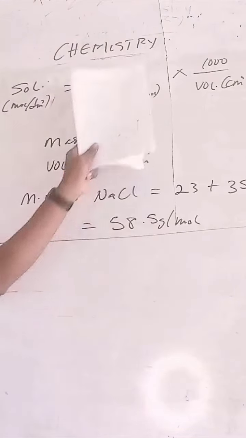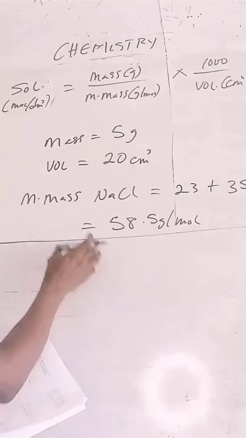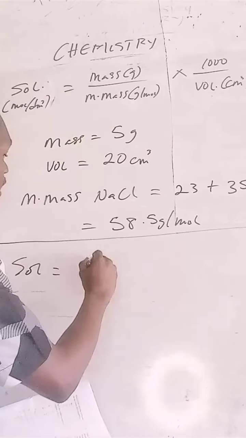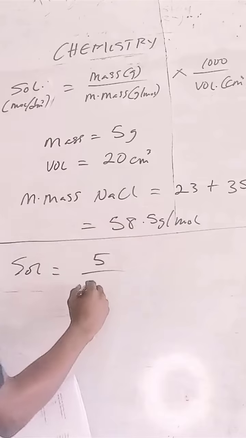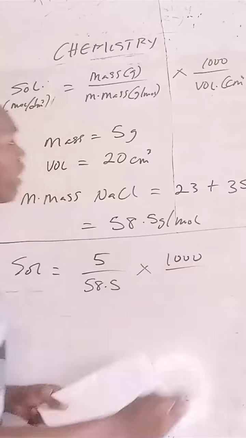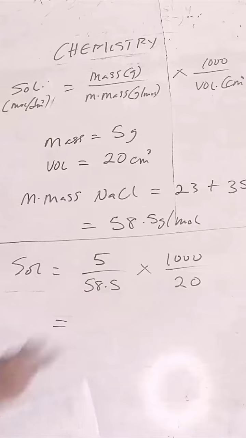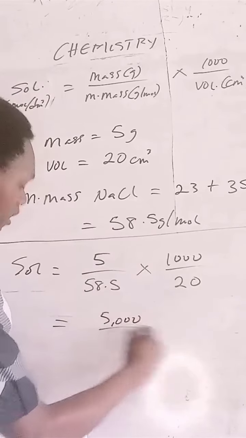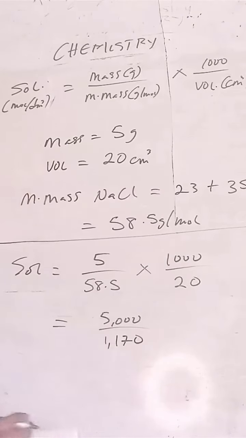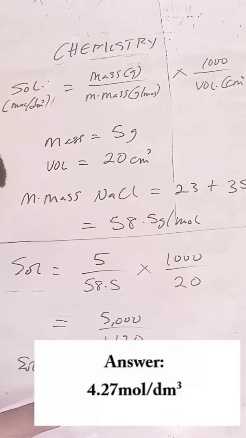Now let's plug in our parameters in this formula in order to solve for the solubility. Like I said, the value for mass is 5, right? Divided by the molar mass we calculated to be 58.5, times 1000, all over the volume, which is 20 cm cube. Now if you simplify all that, this will give us 5000 divided by 1170.